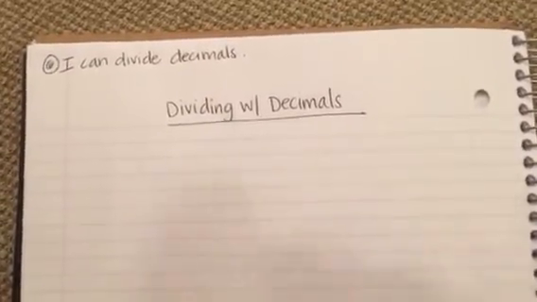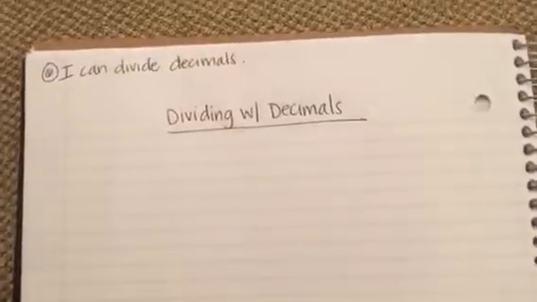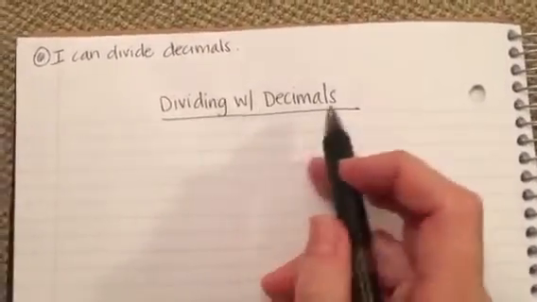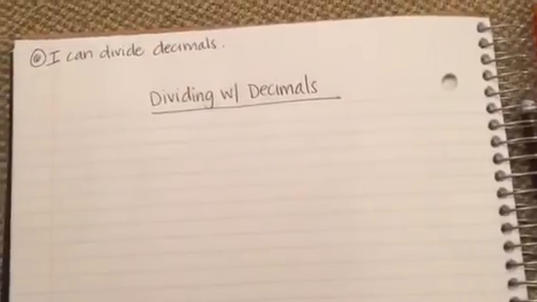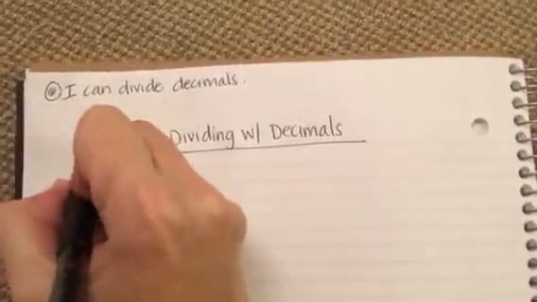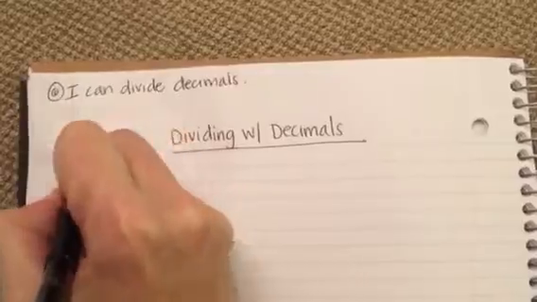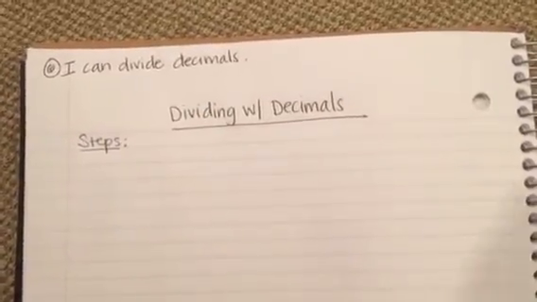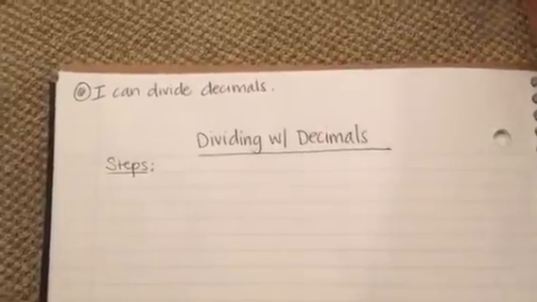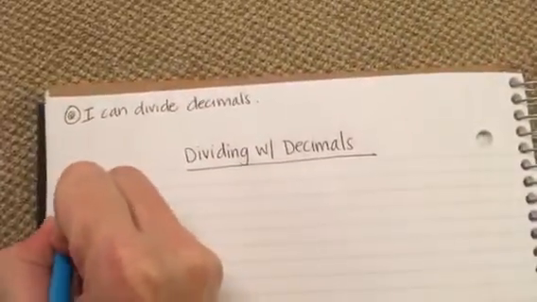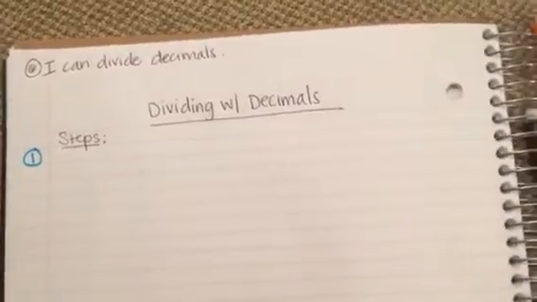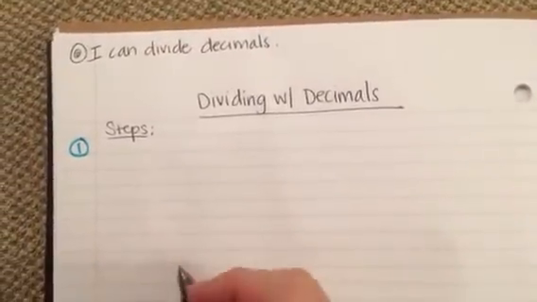Okay, so now that you've written down your learning target, which is I can divide decimals, and our title, which is dividing with decimals, I'm going to ask you to write down 4 steps. And you're going to see me color code mine because I think sometimes color coding really helps us remember things. So we have 4 steps today. And the first step looks like this. So please write these down as you watch the video.